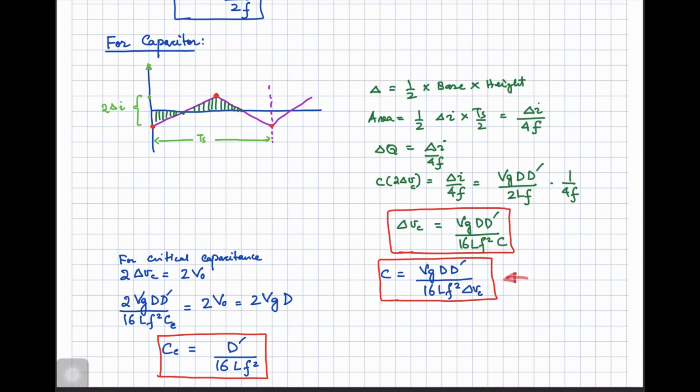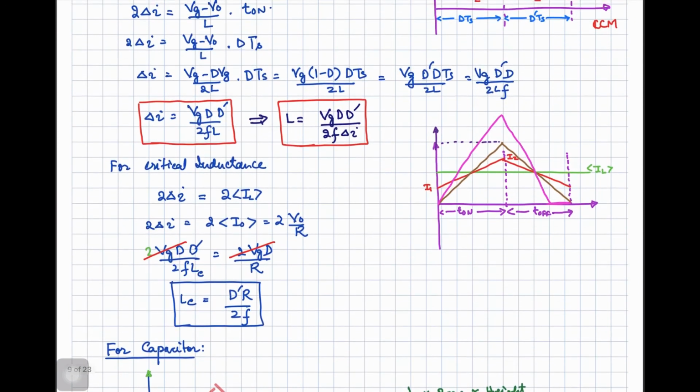And now for the critical capacitance, because when you are decreasing the capacitance, this current variation will be increasing over here, and that will result in more voltage variation across the load terminal. So for the critical value of the capacitance, as we discussed over here for the inductance, the change in the current 2 delta I, because we have considered it 2 delta I, should be equal to 2 times the average current. At that point you will be at the point of discontinuity, right?